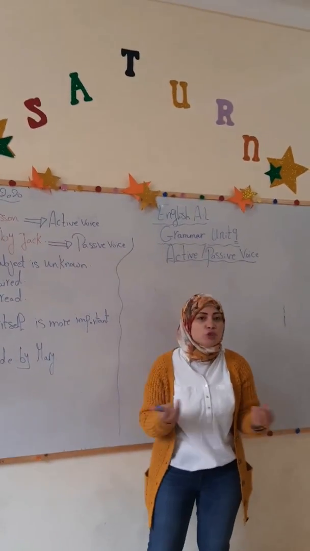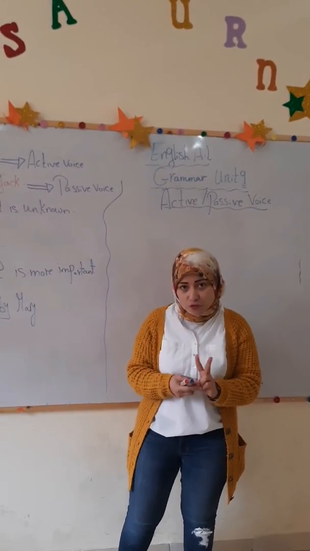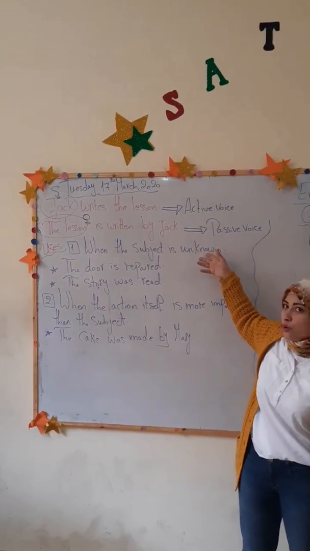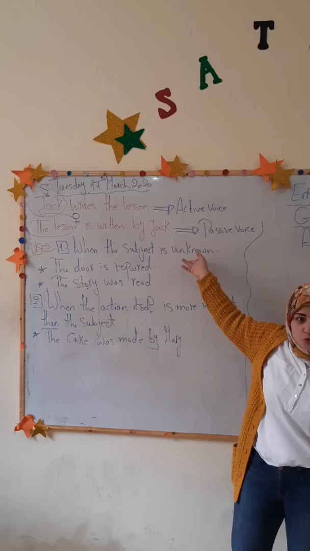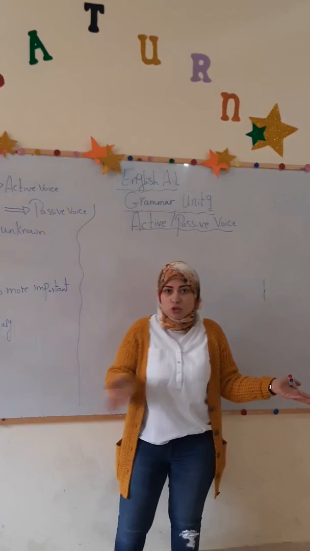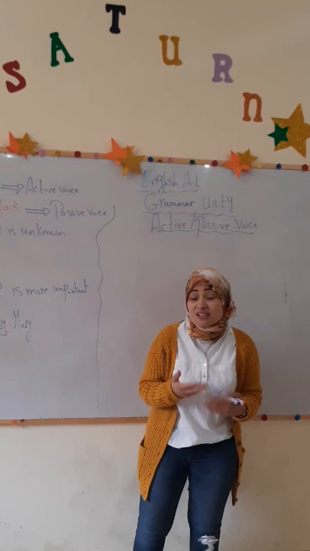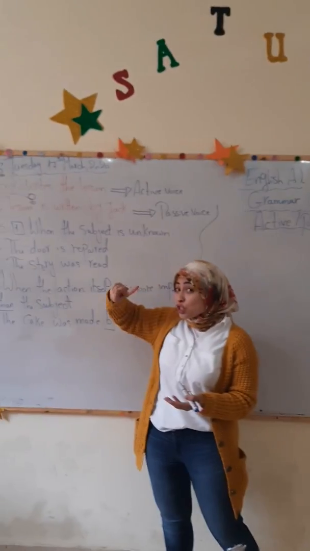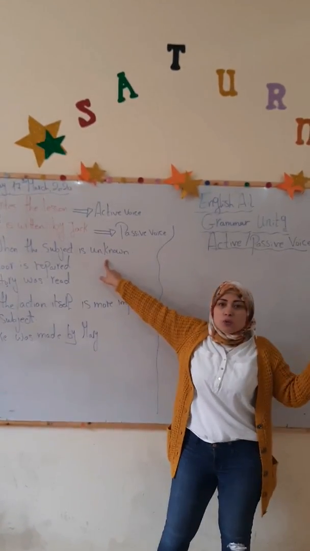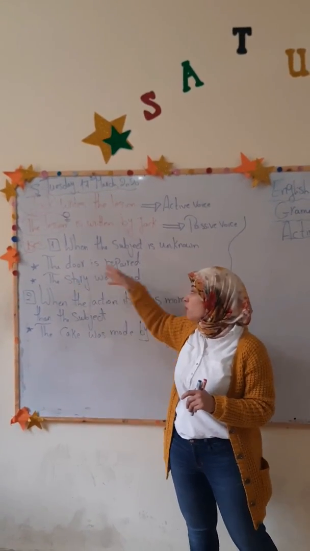So let's move to something else, which is the uses of the passive voice. When do I have to use the passive voice, why do I have to put my sentence in passive voice? Actually, I have two uses for passive voice. The first one is when the subject of the sentence is unknown. Unknown means I don't know the subject. For example, if I ask you, who repairs the door? I don't know. The door is repaired. Who did the homework? I don't know. Homework is done, and so on. Clear? So again, the first use for the passive voice is when the subject of the sentence is unknown. I don't know the subject. Okay? Here we have examples, the door is repaired, the story was read.